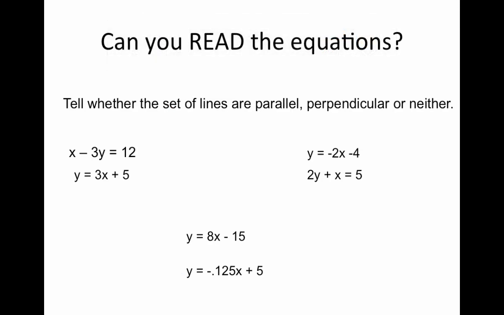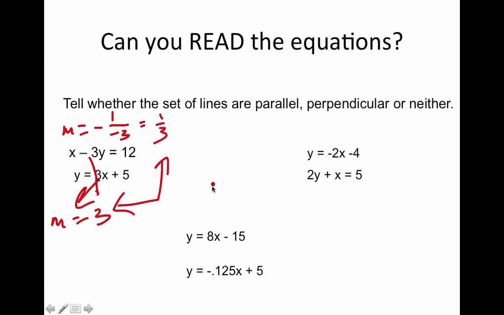So we need to identify the slopes of these things. The slope of this guy right here, whoa, that slope is 3. This slope is -a over b, positive 1/3. They're reciprocals, but are they opposite reciprocals? Nope. The answer is neither for the first one.